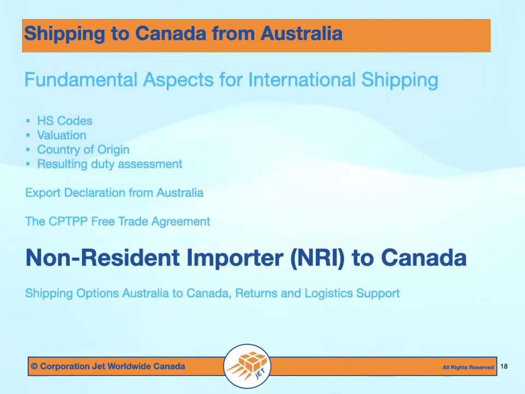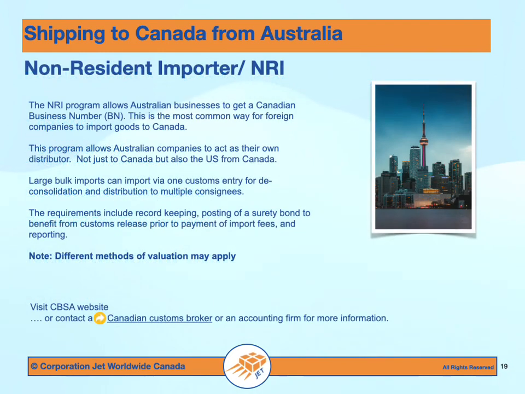Non-resident importer program to Canada. The NRI program allows Australian businesses to get a Canadian business number. This is a great way for Aussie companies to import goods to Canada. You can essentially act as your own distributor for your own goods to Canada and across North America. The requirements include record keeping and posting of a surety bond.